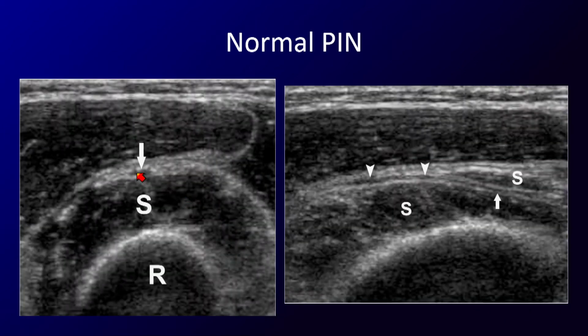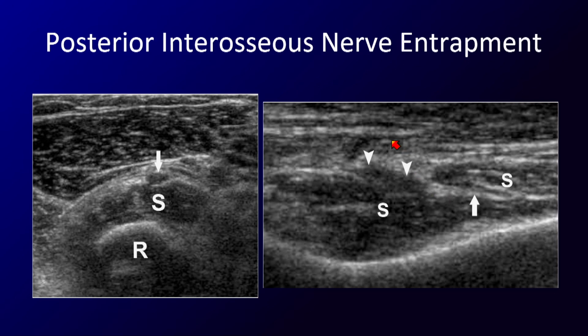So here is a cross-transverse view of the motor branch of the radial nerve, or the deep radial nerve, and a long axis view. So we already know what it's going to look like, right? At an entrapment, proximal to the level of entrapment, we're going to see a focal thickening or a decreased echogenicity of that nerve. Here is what it looks like in transverse.